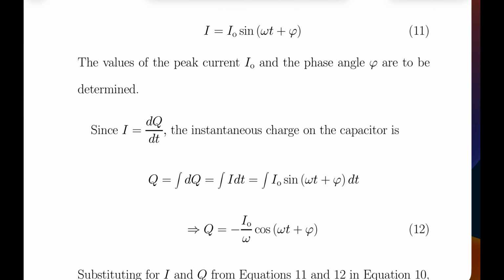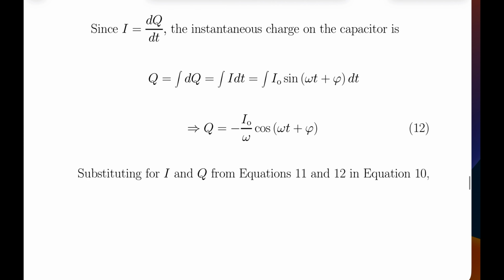We have the current rate of flow of charge. So I equal to dq upon dt. So q will be equal to integral of dq. This will be equal to I into dt from this expression. Put the value of I here. So this is I naught sine omega t plus phi dt. Integrate this. This is q equal to minus I naught upon omega cos omega t plus phi.